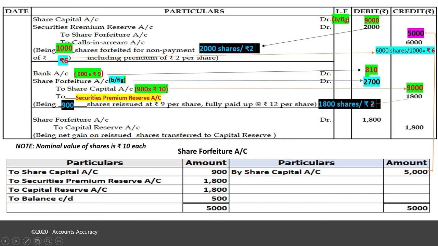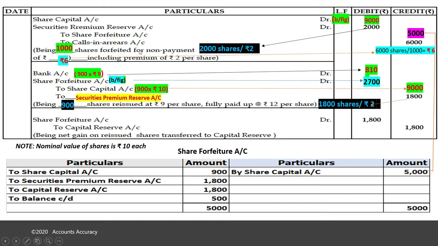Now the next thing we have to do is calculate the value of per share and the number of shares which got forfeited. For that, first of all, 2 rupees per share is the hint given, and the securities premium reserve value is also given, that is 2000. So when we divide 2000 by rupees 2 per share, we get the idea that there were 1000 shares which got forfeited. Now as 1000 shares got forfeited, we can understand that the per share value will be rupees 6.